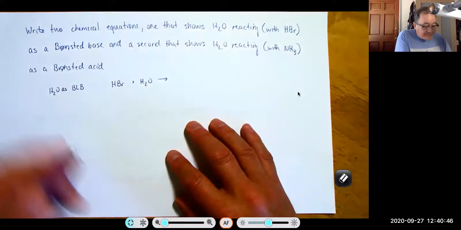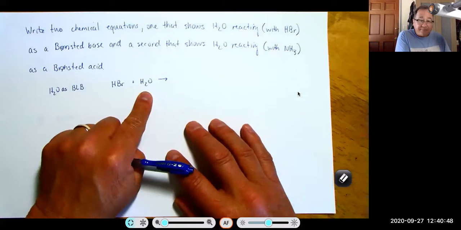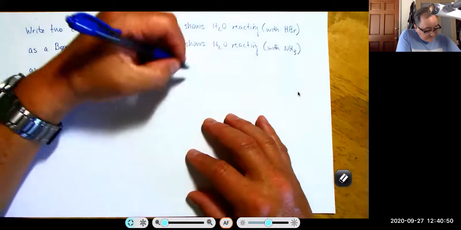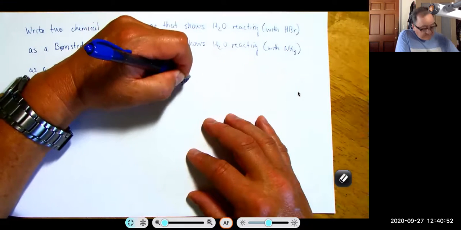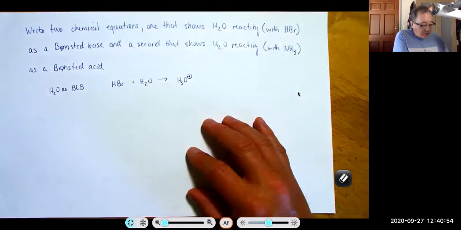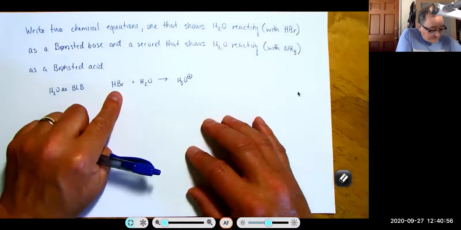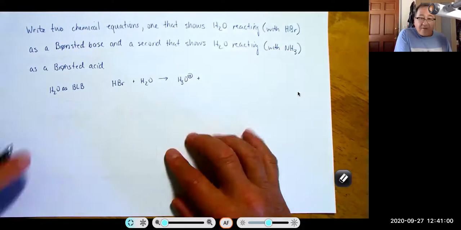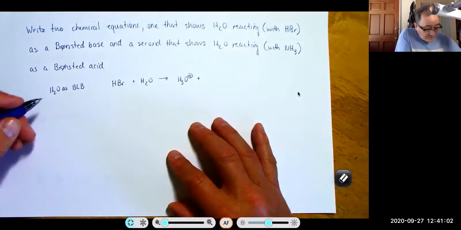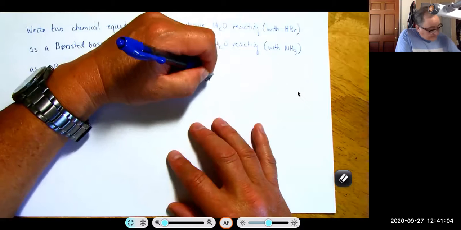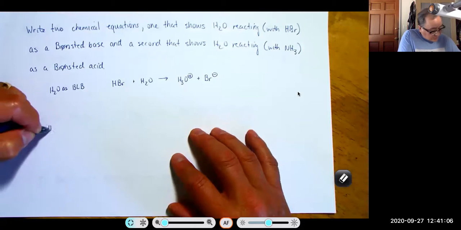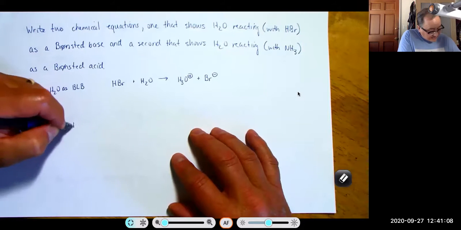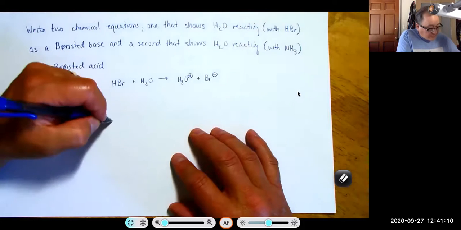And since this is a base, it will accept a proton. One more hydrogen, one more charge. Since this is the acid, presumably, if this is the base, this is the acid, it'll have one less hydrogen and one less charge. And then H2O as a Bronsted-Lowry acid, we're going to react it with ammonia.